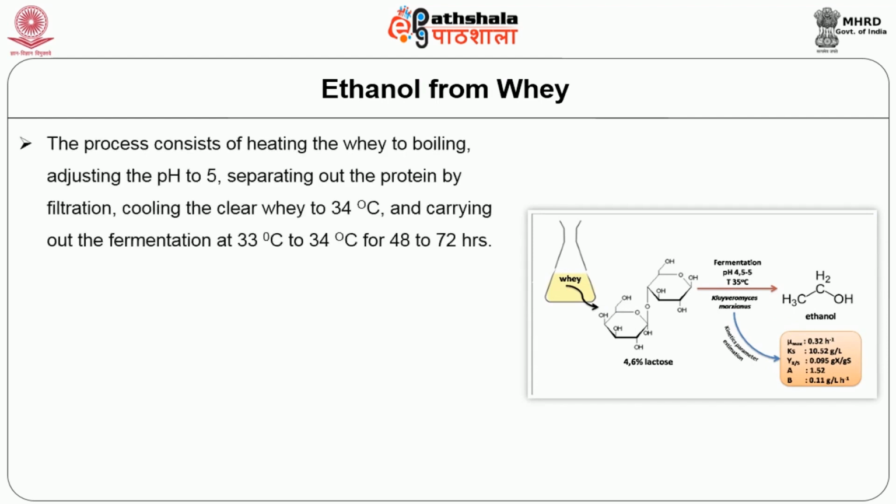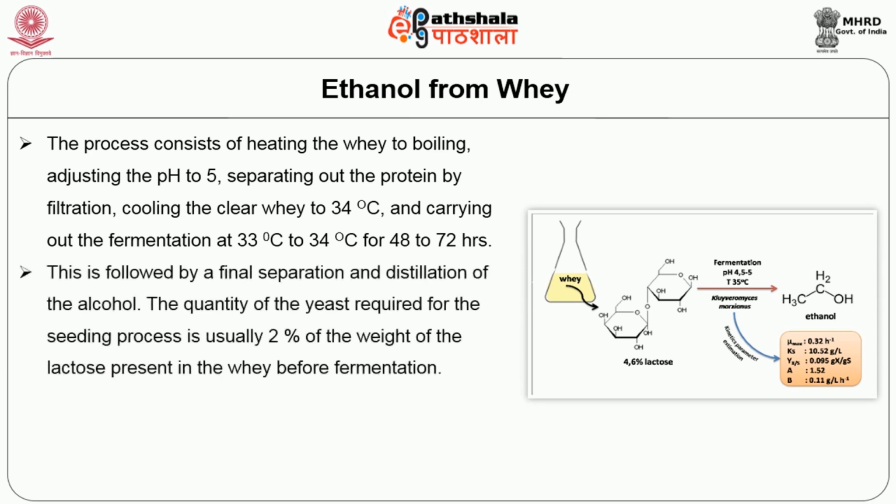The process consists of heating the whey to boiling, adjusting the pH to 5, separating out the protein by filtration, cooling the clear whey to 34 degrees centigrade, and carrying out the fermentation at 33 to 34 degrees centigrade for 48 to 72 hours. This is followed by a final separation and distillation of the alcohol.